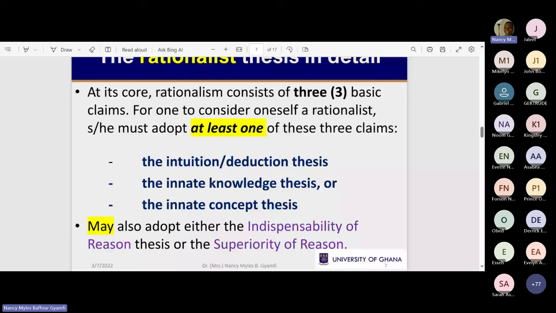Either you believe that we come to know through the pure intuition and deduction of the mind, or you think we know some things already. Those things can be knowledge. It is wrong to kill indiscriminately is one of such. I'm going there shortly. Okay? It is wrong to just kill indiscriminately.